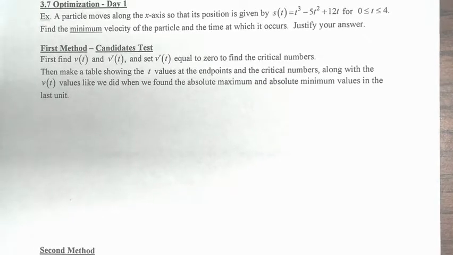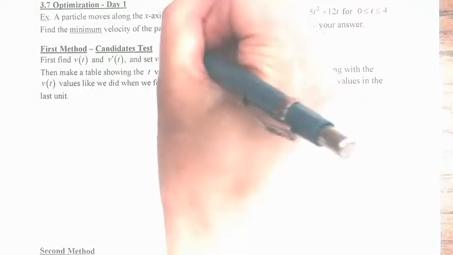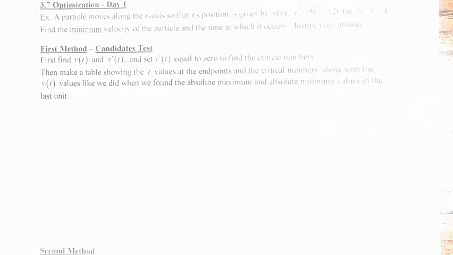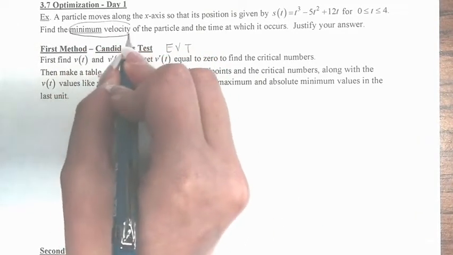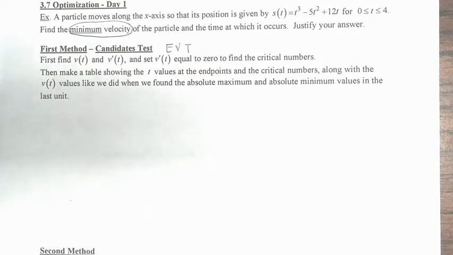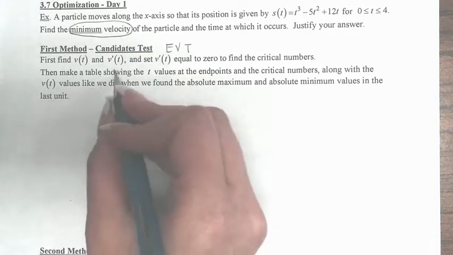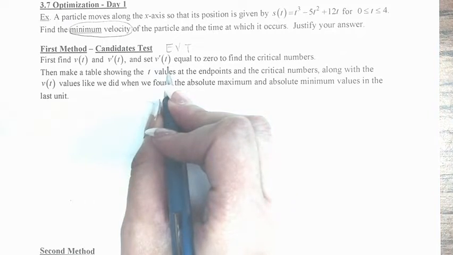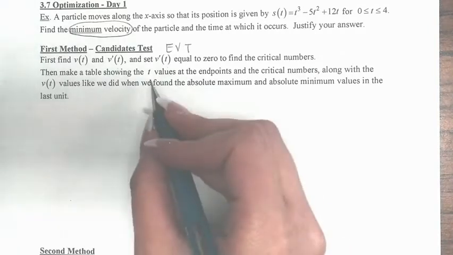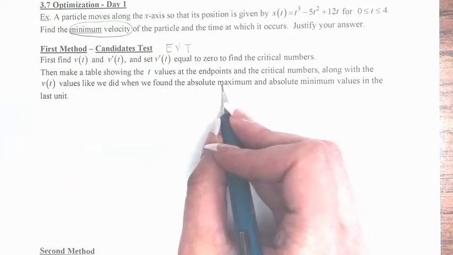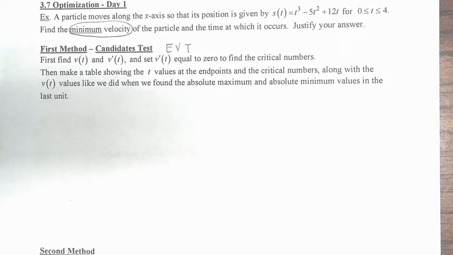For this problem, there are two methods that we're going to see. The first method is the candidates test, or what you also know as the extreme value theorem. We want the minimum of velocity, so first we need to find the equation of velocity. After that we find the derivative of velocity and set it equal to 0 to find the critical numbers. Then we make the table, as we did with the extreme value theorem, showing the t values at the endpoints and the critical numbers along with the v of t values, like we did when we found the absolute maximum and minimum back in the day.